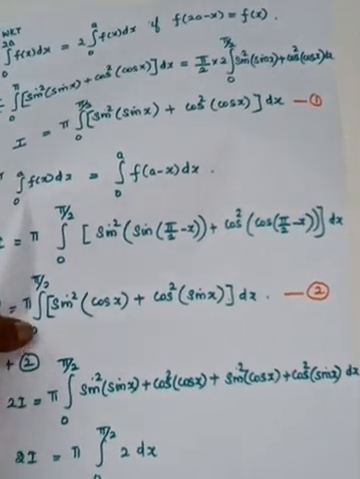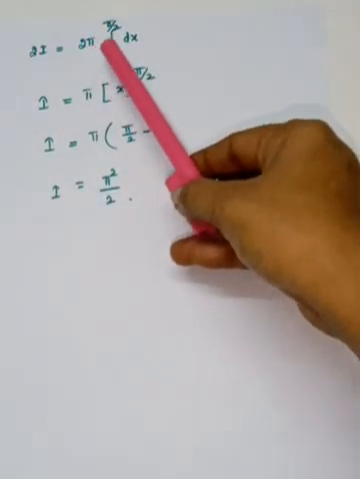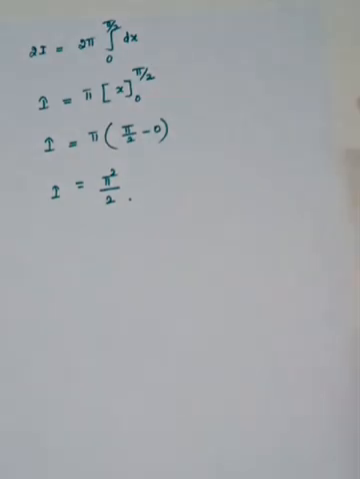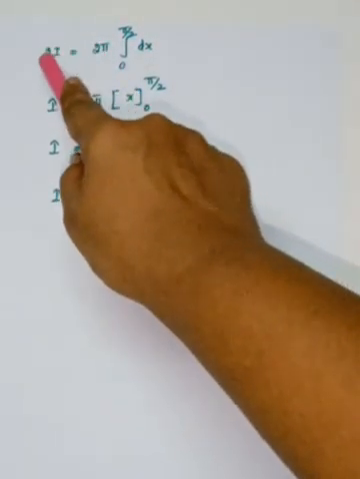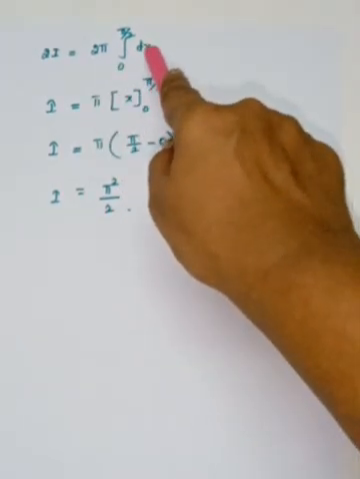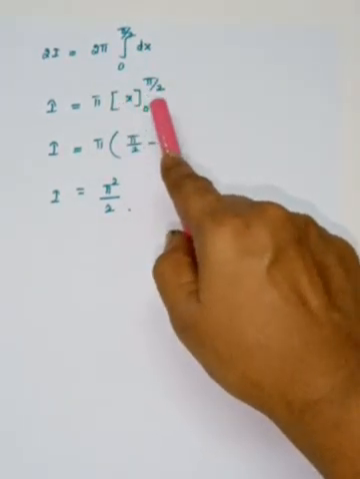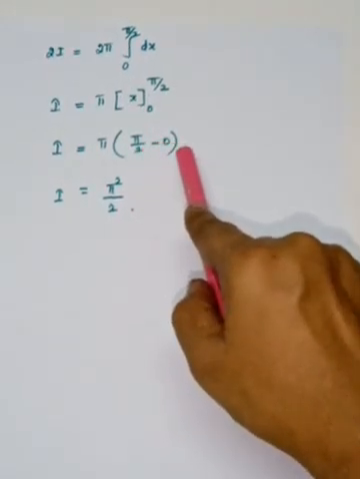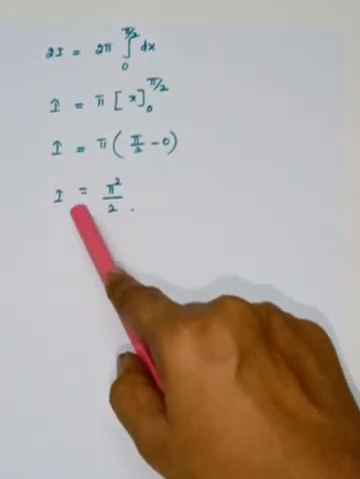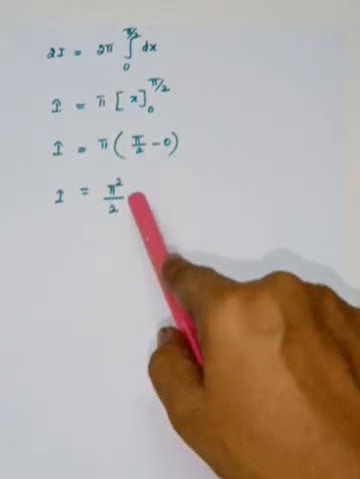So 2I is equal to 2 pi integral 0 to pi by 2 dx. Okay, so these two get cancelled. So pi into, here integral dx is x. Limits vary from 0 to pi by 2. If you apply, it is pi by 2 minus 0. So I is equal to, what is that, pi squared by 2.